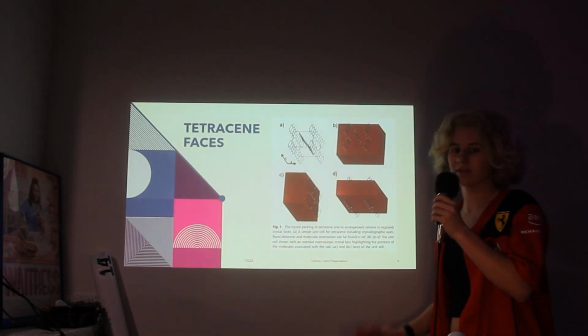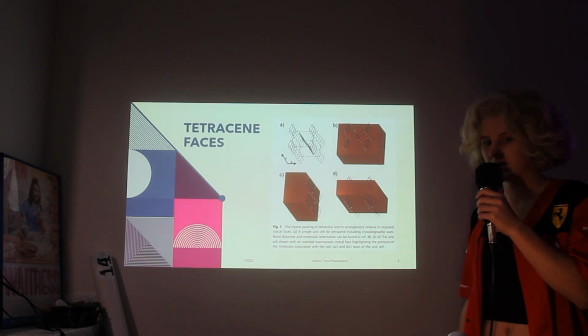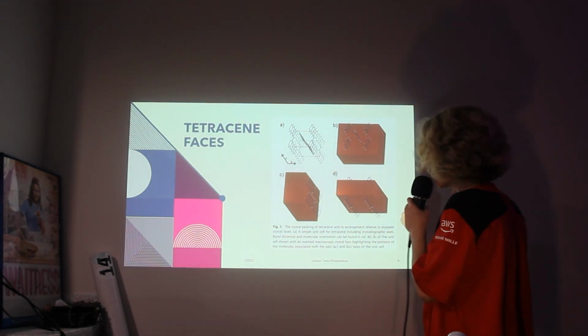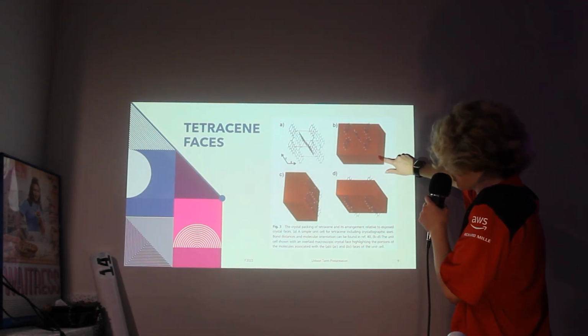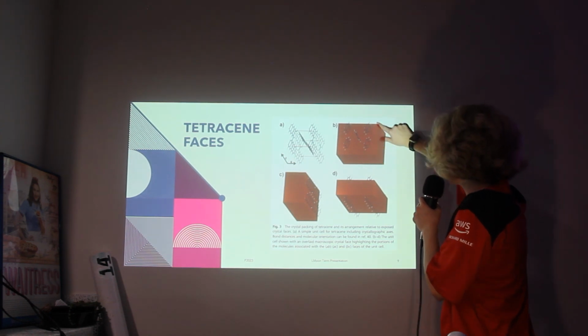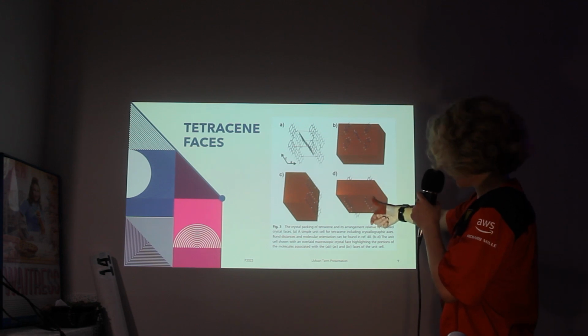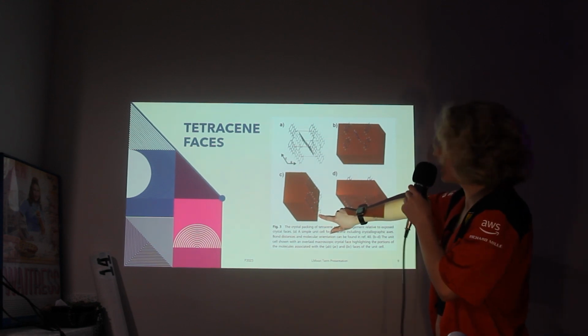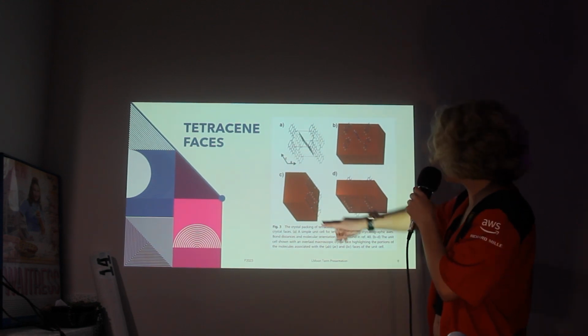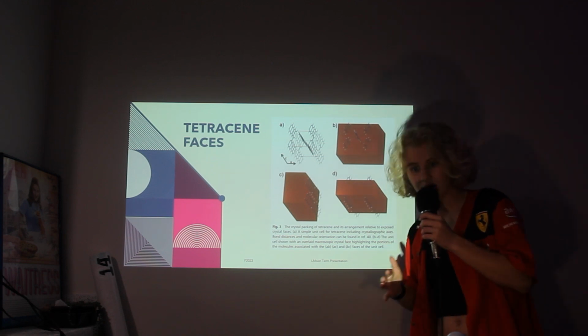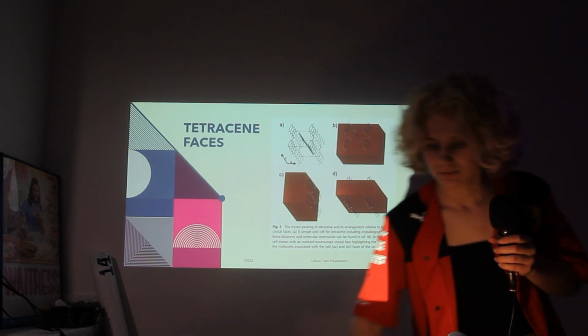Tetracene can have many different faces, many different orientations. This is relevant later. You can see that it comes out of the crystal face in a variety of different ways. In this image, it's coming out perpendicular to the crystal face. In this image, it's coming out parallel to the crystal face, and this impacts how it binds with other layers.